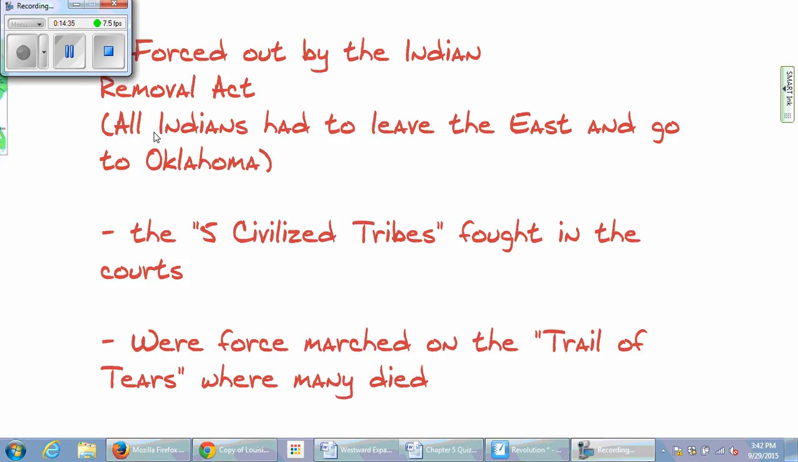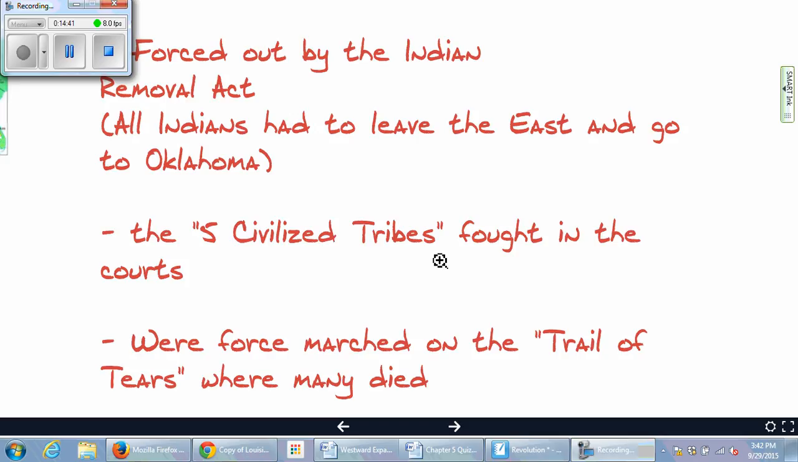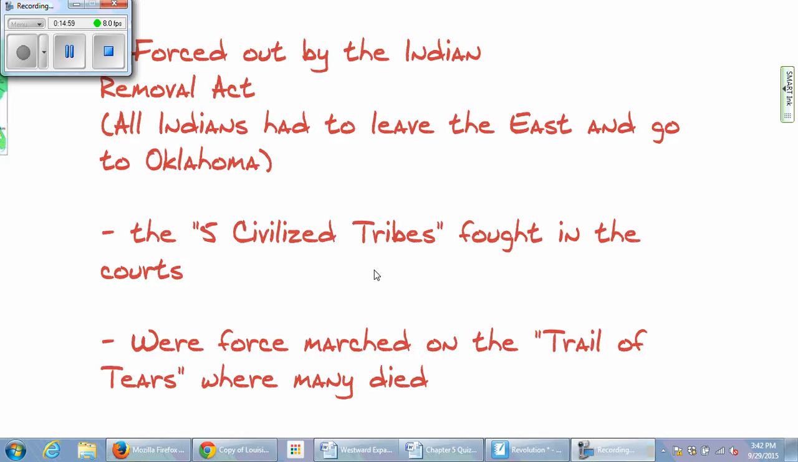There were certain tribes that tried to fight against this. They were known as the Five Civilized Tribes because they had adopted a lot of American ways of life, spoke English, settled down and had farms, had plantations. Some of them even had slaves. And so they were trying to fight in the courts that they were allowed to stay in the East. In one famous court case, the Supreme Court said, well, you're not technically American, so we can't hear your case. And they threw out the case.